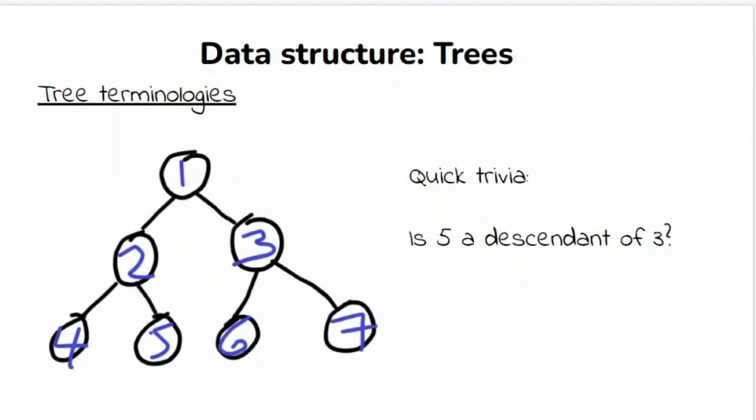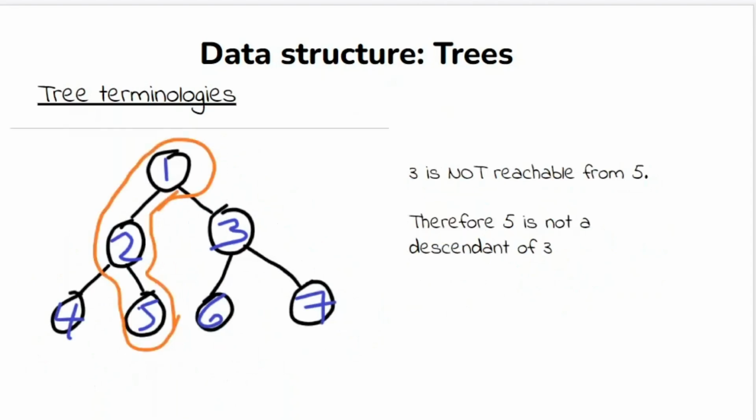Quick trivia: is 5 a descendant of 3? Give it a spin. Let's see what you get. No, 5 is not a descendant of 3, because there is no way to access 5 from 3. So giving the analogy of you and your cousin, you are not a descendant of your aunt or your uncle. You are definitely neighbors, you are definitely related. We have that terminology in trees, but you are not a descendant of them. You have more like a parallel relationship.